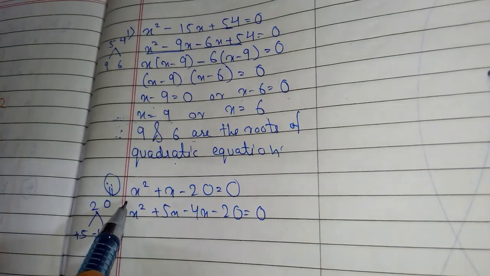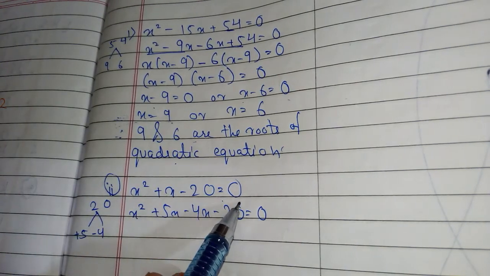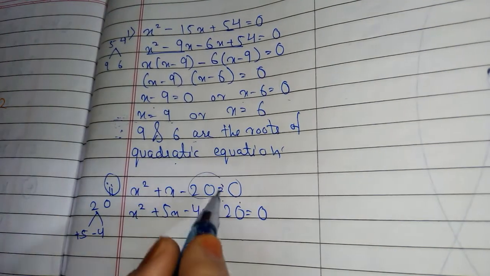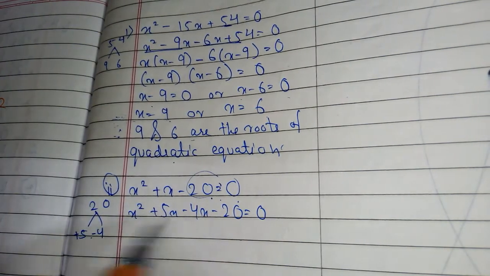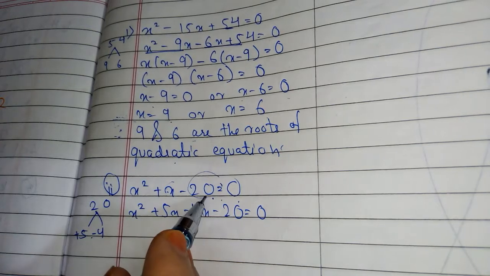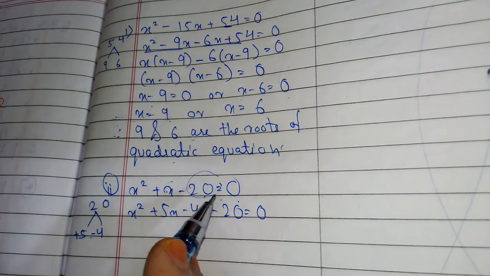Now the second question is x square plus x minus 20 is equal to 0. Here we want the factors of 20 such that the addition or subtraction gives the middle term and the multiplication, b1 into b2, is 20.